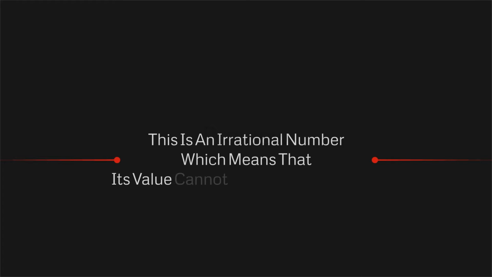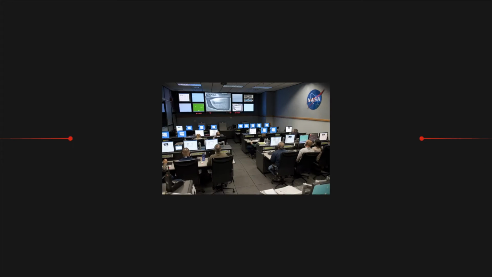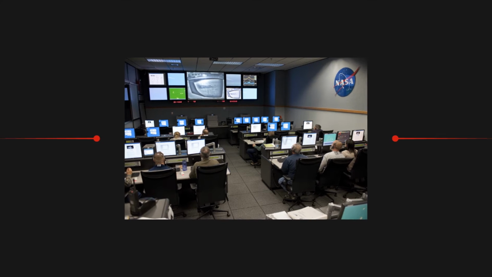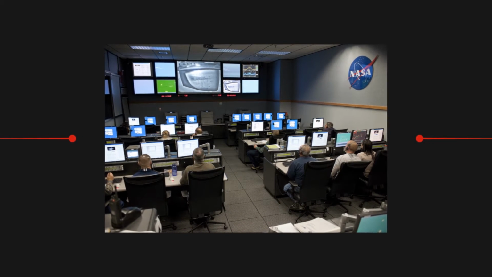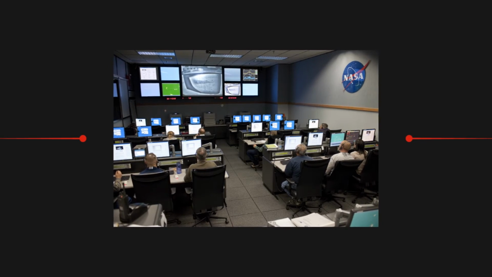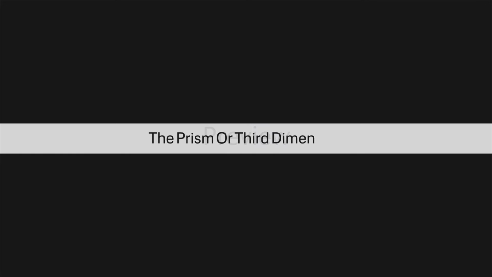This is an irrational number, which means that its value cannot be expressed exactly. A NASA computer has calculated 10 million decimal digits without finding the exact number. In this irrational number lies the perfection of the square, the prism or third dimension.